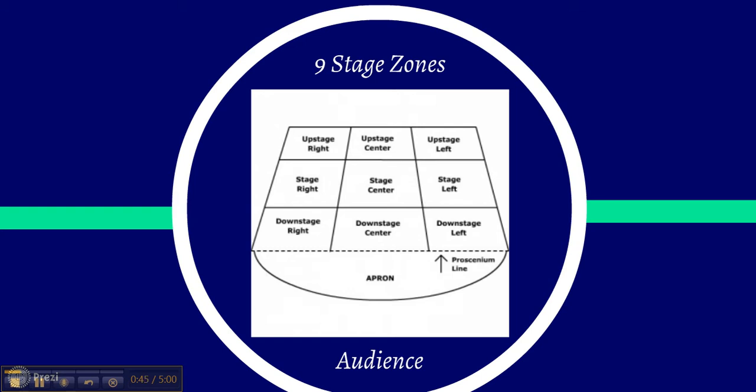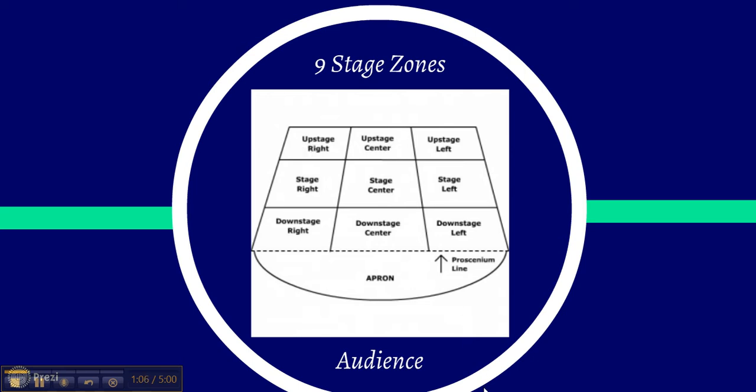The 3 sections closest to the front of the stage are called downstage left, downstage center, and downstage right. In the middle of the stage, you have stage left, stage center, and stage right. And in the back, you have upstage left, upstage center, and upstage right.